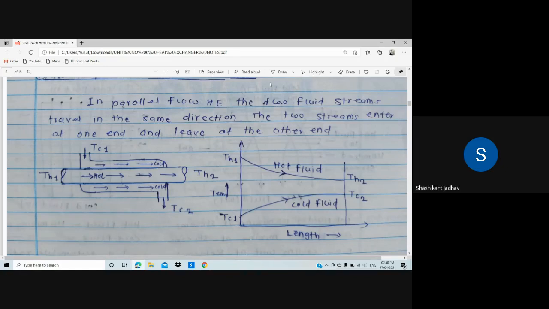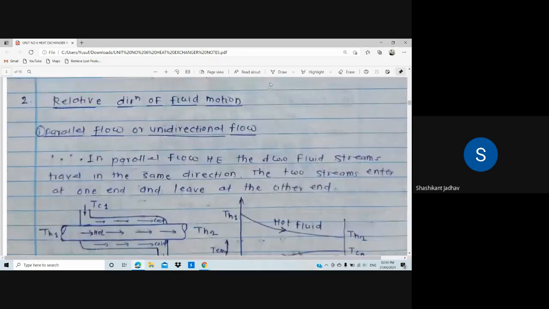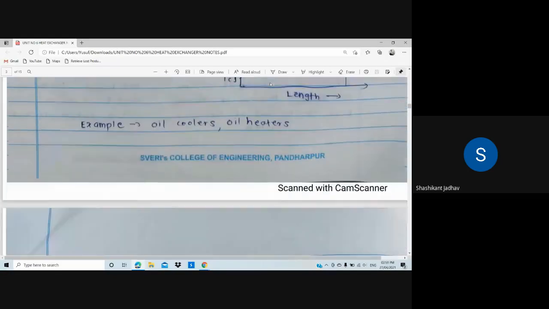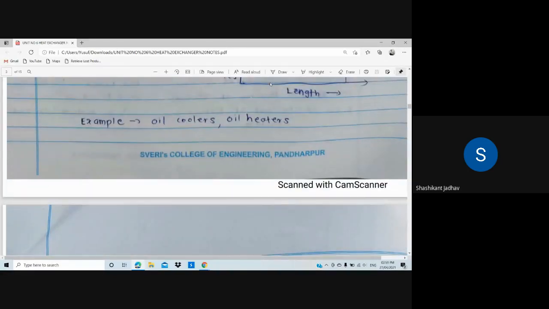Okay, then write down the examples. Examples for the parallel flow heat exchanger: oil coolers, oil heaters. Write down that example: oil coolers, oil heaters.